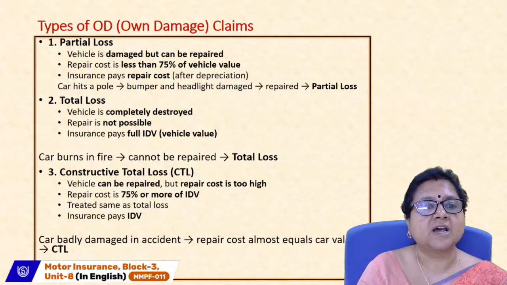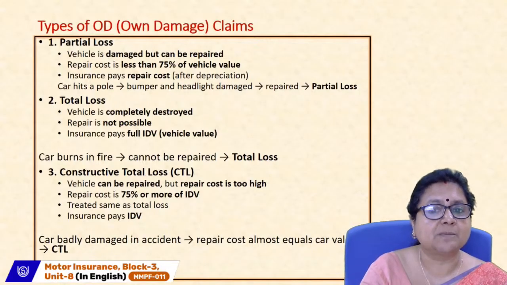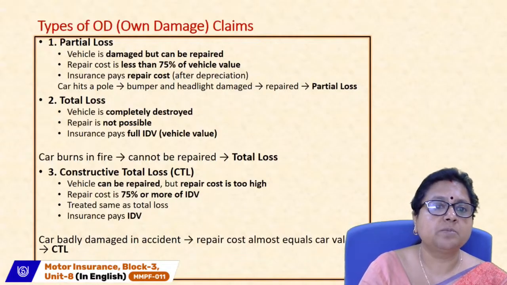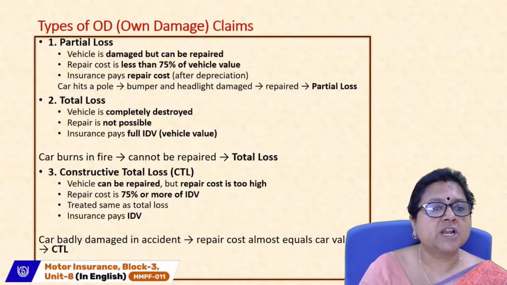That means, suppose a car hits a pole and the bumper and headlights are damaged. This is just an example. Then the insurance company repairs it. So it is a partial loss, and you can repair the vehicle.